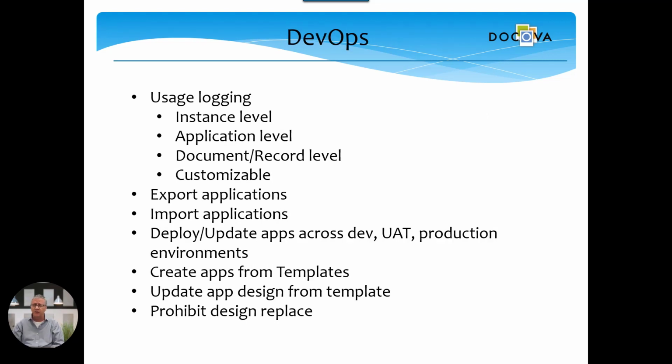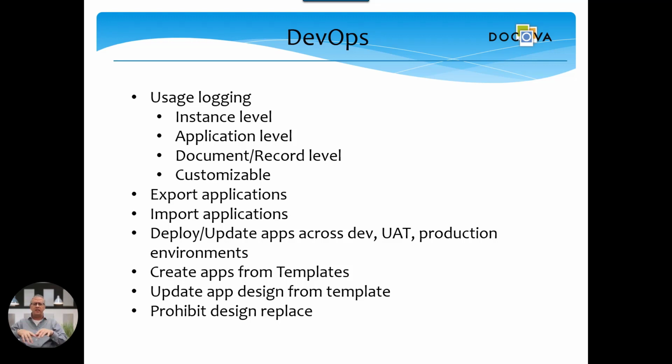DevOps. So user logging at the instance level, the application level, document record level, customizable, so you can create what things you want to audit, track in terms of usage by users. You can export applications, of course, import those applications, which has so many uses. Find the video below. Deploy, update apps across dev, UAT to production, which I was talking about before.